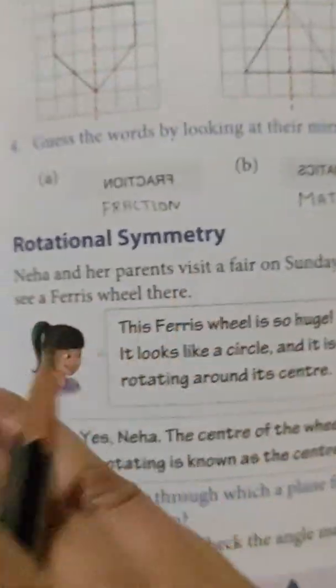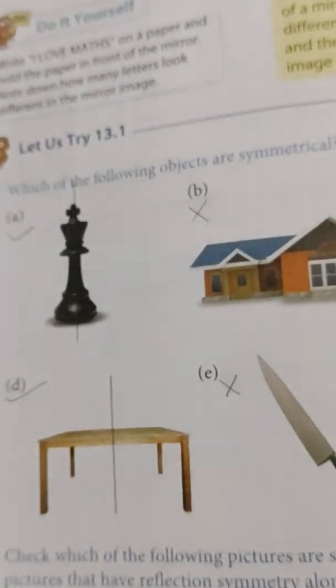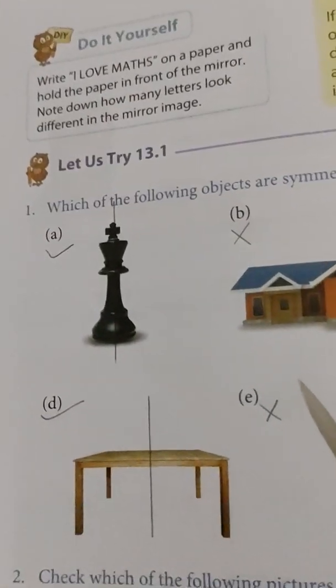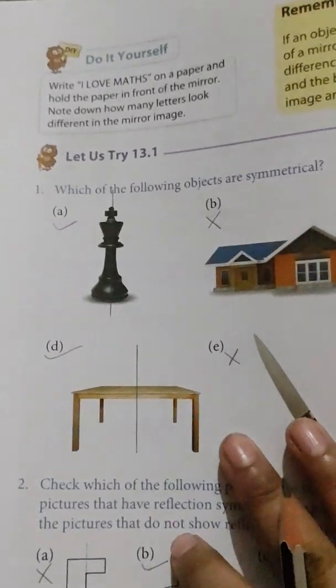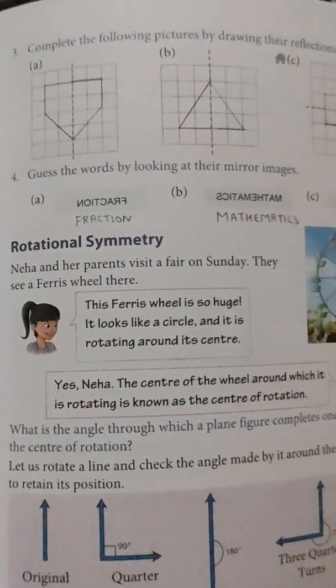So by this we have finished our reflection symmetry. I hope that you people have understood the meaning of reflection symmetry, everyone. So you have to do all this exercise in your book. No need to do it in the notebook, just write down the index in the notebook.